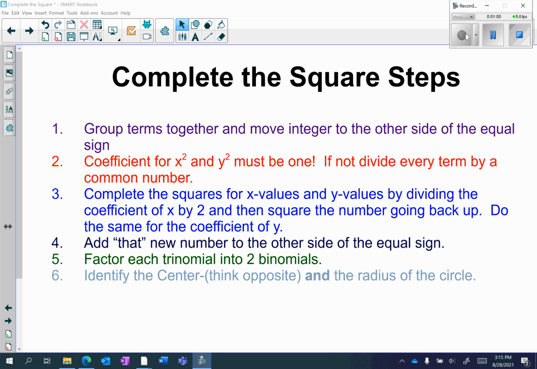Step 5, factor each trinomial into two binomials. And finally, step 6, identify the center, think opposite, and the radius of the circle. Let's complete a practice problem.